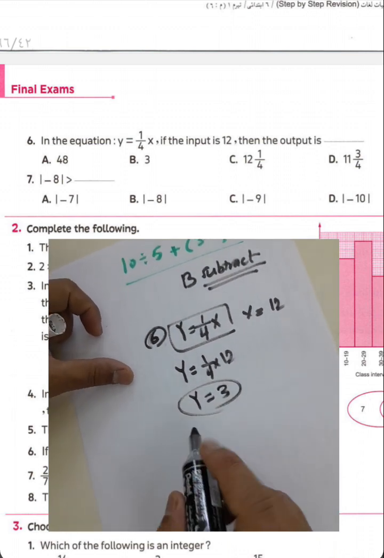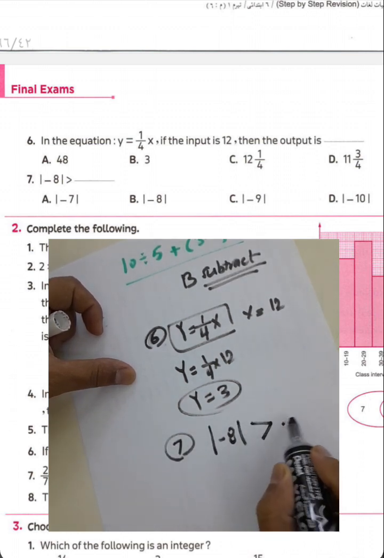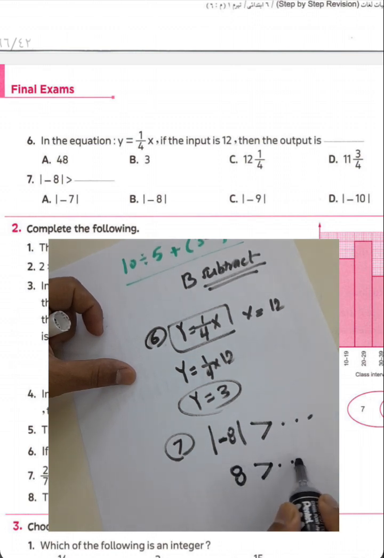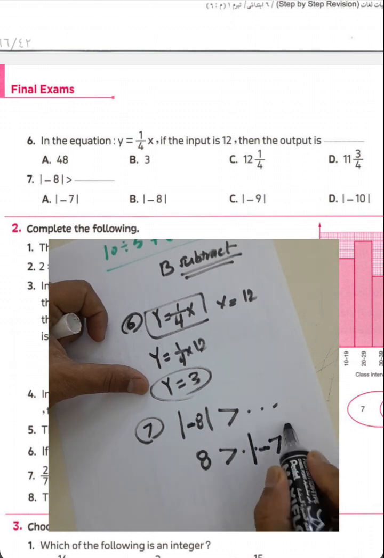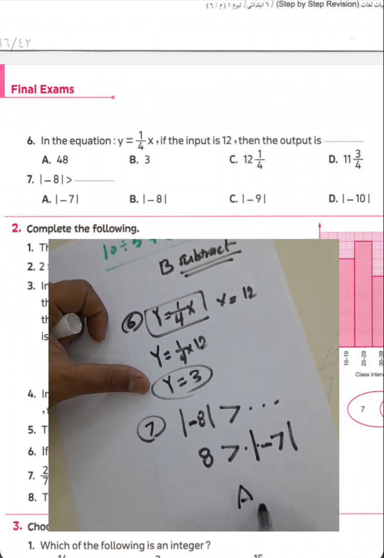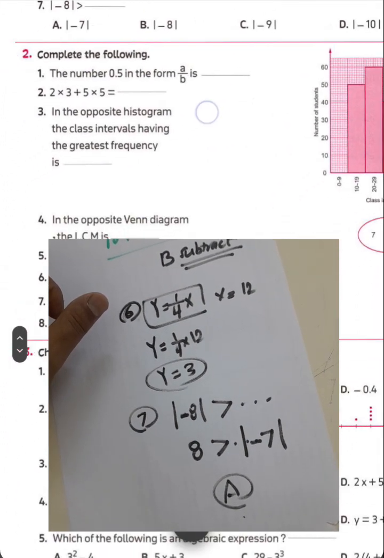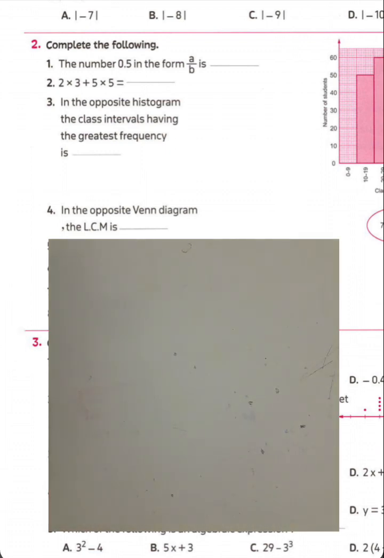Okay, question 7. Absolute value of negative 8 greater than space. We know the absolute value of negative 8 equals 8, and 8 is greater than what? 8 is greater than the absolute value of negative 7. Choose letter E, because the absolute value of negative 7 will be 7. Question number 2. Complete the following. Look with me at the next question.